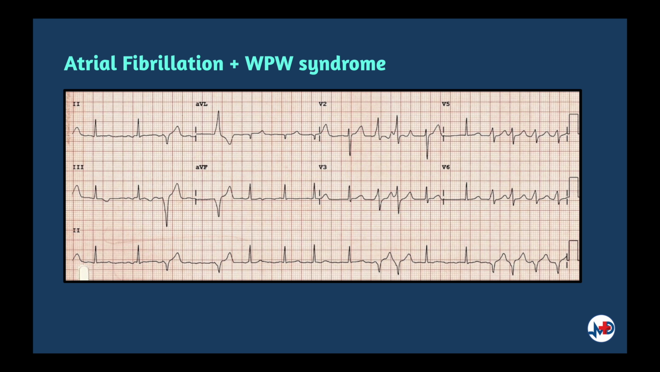So there are characteristics of atrial fibrillation seen, where there are fibrillatory waveforms over the isoelectric line with no P waves, and they are irregular in nature, as well as the presence of WPW syndrome, where it's characterized by the presence of delta waves.